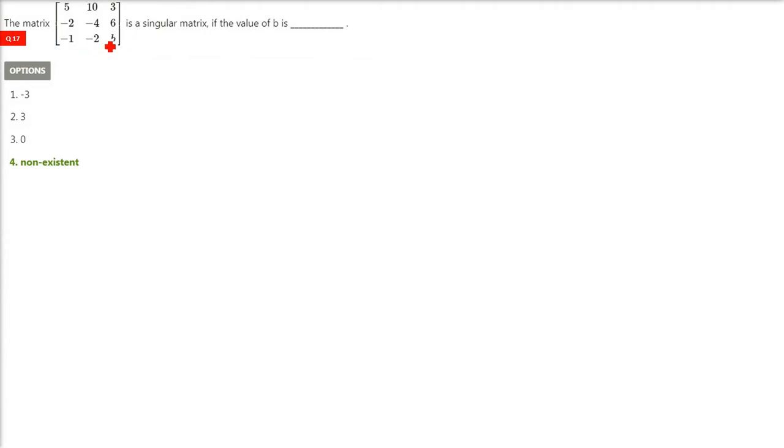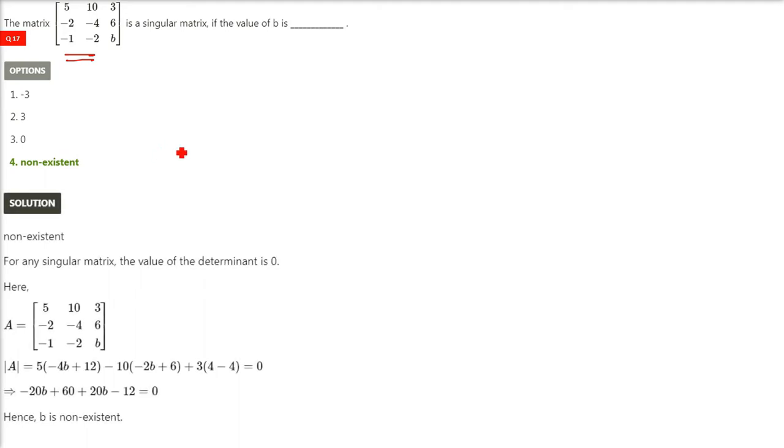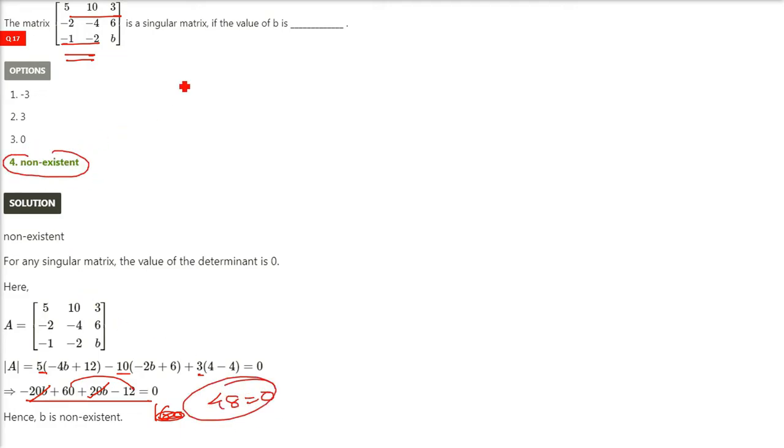The matrix, this one, is a singular matrix. What is the value of B? Now singular matrix is that matrix whose determinant value is equal to 0. So we have to find out the determinant. I hope you'll be able to find out the determinant. I'll just show you what you'll get when you open with 5 and 3. But here 20b is cancelled. So you get 60 minus 12, that is 48 equals 0, which is not what we wanted. So B is not existent. There's no B, because of this situation.